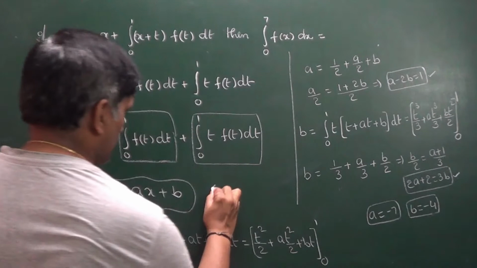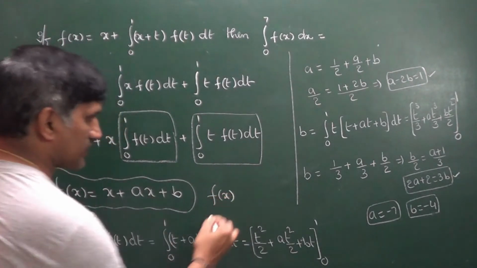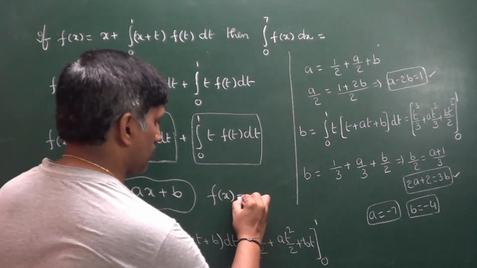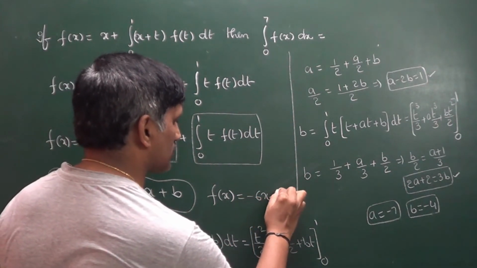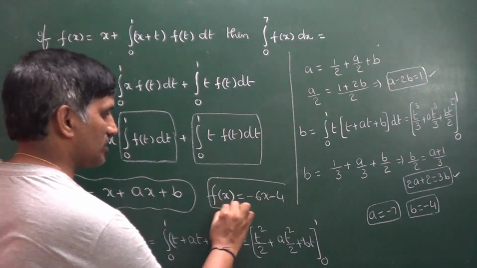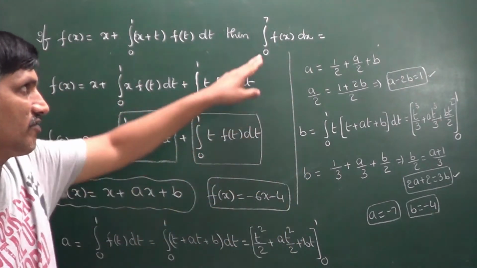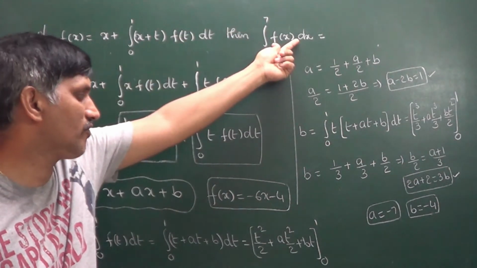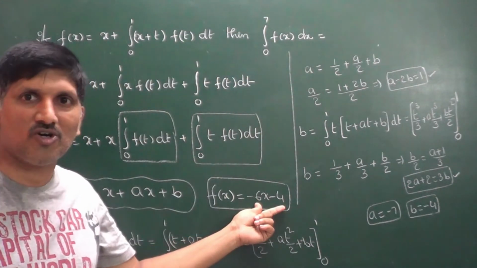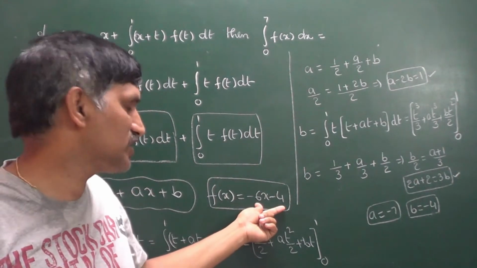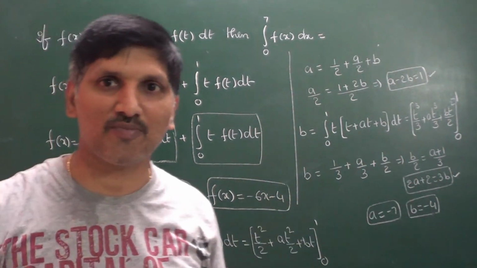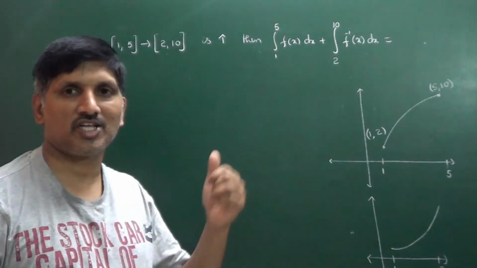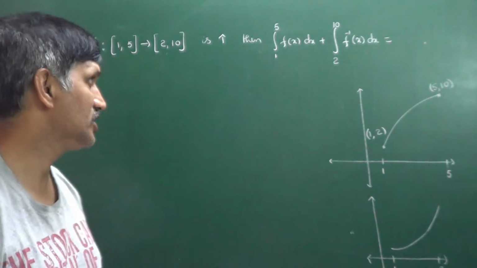Then what about the function? Then we can write f of x is equal to minus 7x plus x, so it becomes minus 6x minus 4. Now we got the function. So whatever he is asking we can find out. He is asking integral 0 to 7 f of x dx, where f of x is equal to minus 6x minus 4. Yes, that is the way to approach. Very important model.